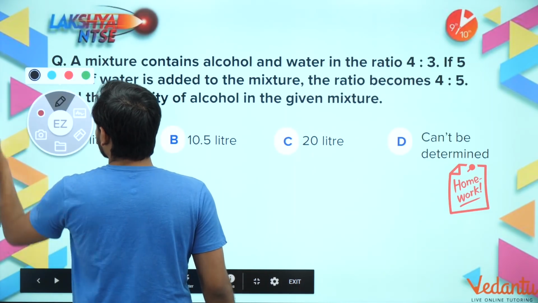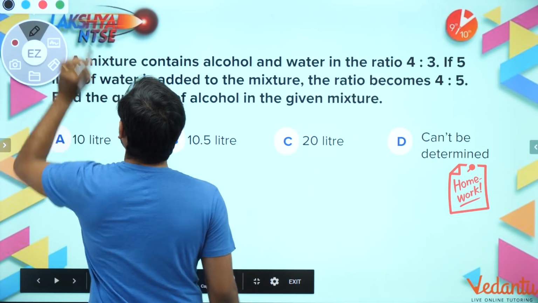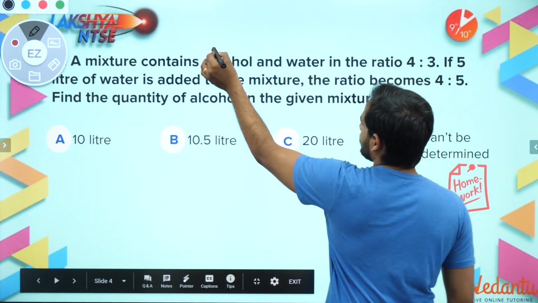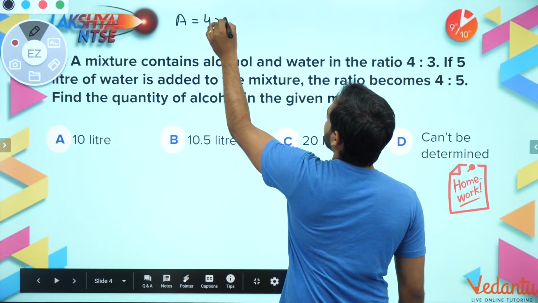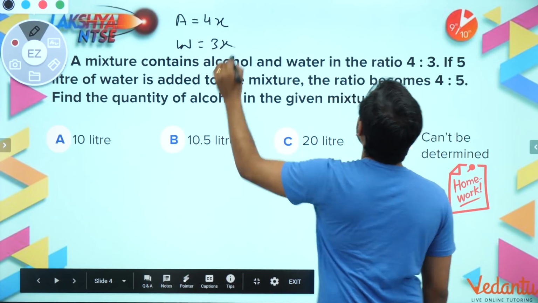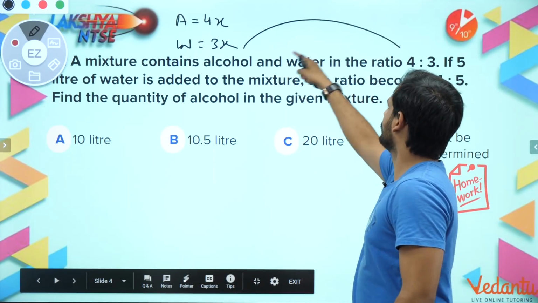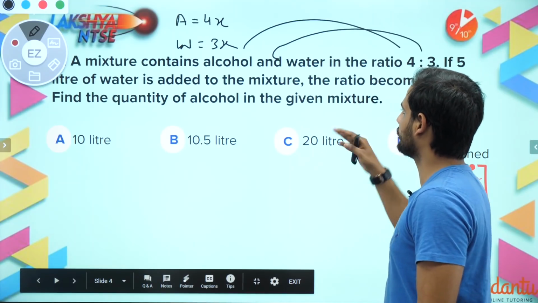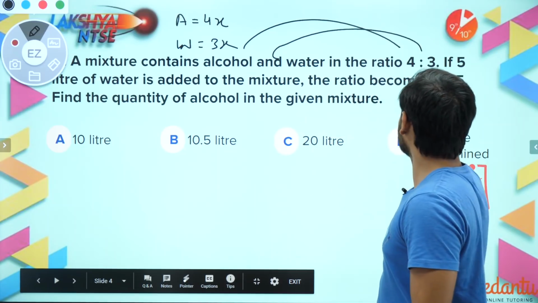Okay sir, no problem. There is nothing huge in this question. What we can do, bachcho, here is, they have told you the mixture contains alcohol and water in the ratio 4:3. So you can say in the original mixture alcohol is let us say 4x and water is let us say 3x. Alcohol is 4x, water is 3x. Now 5 liters of water is added, so water will be 3x plus 5. The ratio becomes 4/5.